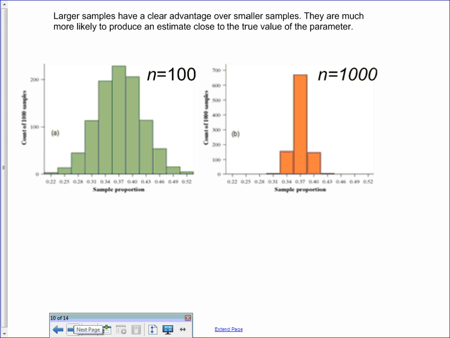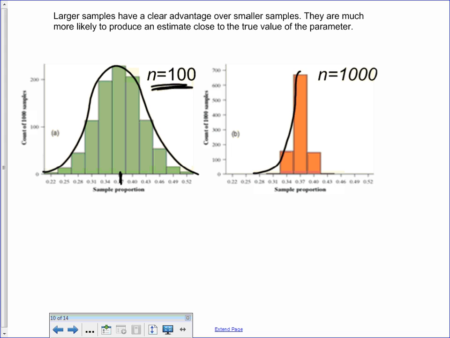And so here are two unbiased estimates. They use two different sample sizes. The first one uses a sample size of 100, and it gives us this distribution. Now, it's still centered on the correct value, but if we compare it to a sample of 1,000, you can see that this one is much narrower. So what does that mean?